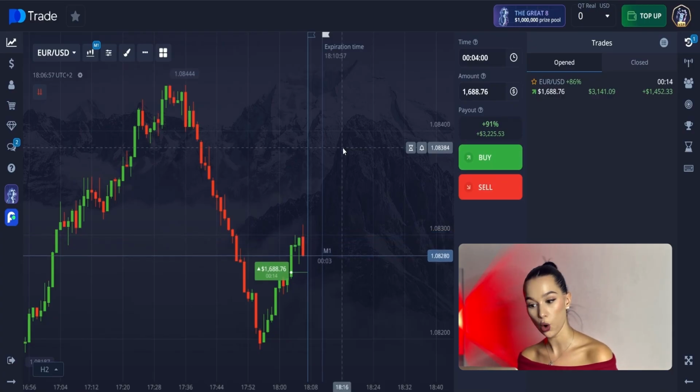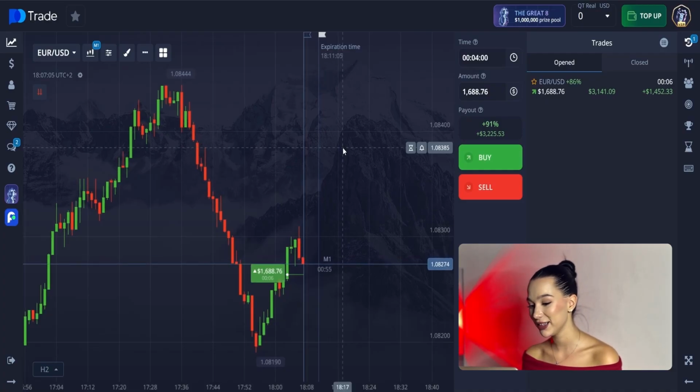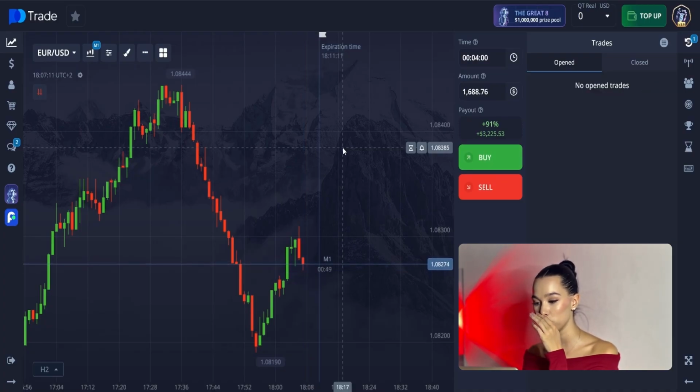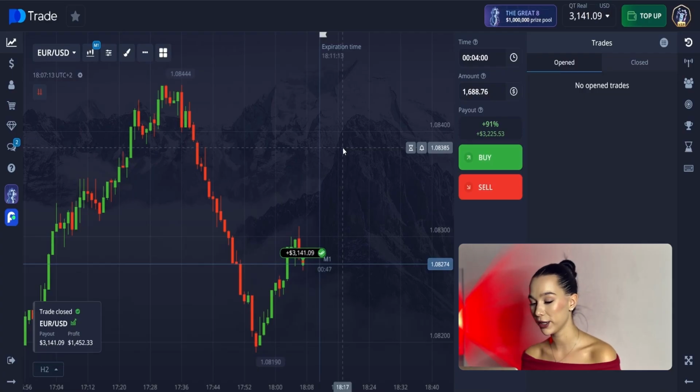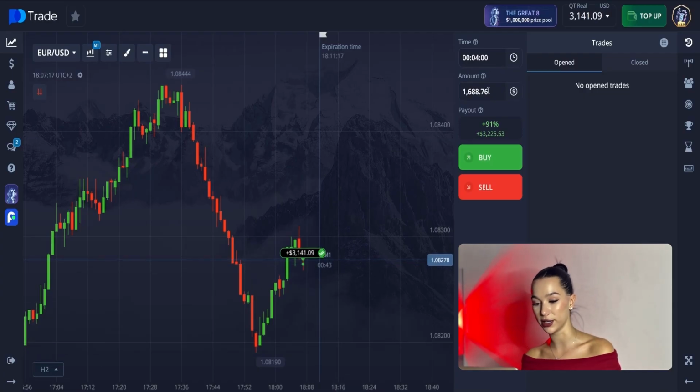Let's see. Okay, it's reversing pretty fast right now in a downward direction. Okay, let's wait. Ooh. Oh, what a correction. Oh my god, it's so close to our entry point. 2, 1. Boom. We close the trade in plus, guys. Okay, we were pretty lucky to close it.